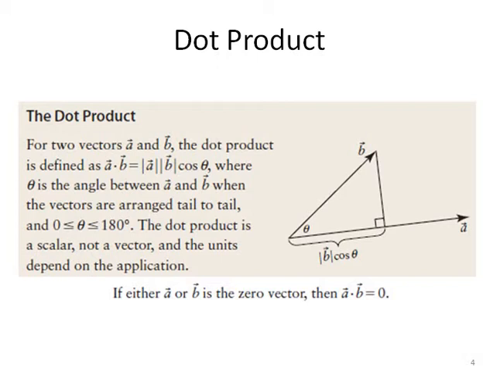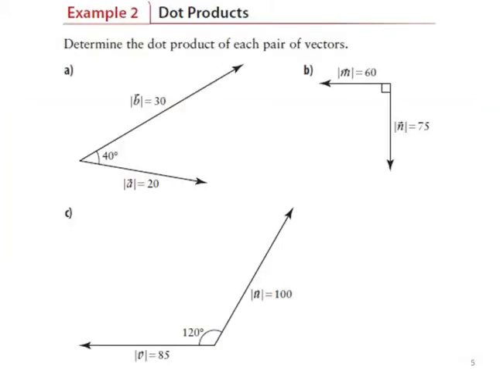If either A or B is the zero vector, then the dot product of A and B is 0. It means that if the magnitude of A or the magnitude of B is 0, the dot product of these two vectors for sure is 0. Now let's see this example for dot products. Determine the dot product for each pair of vectors. Let's see one by one.